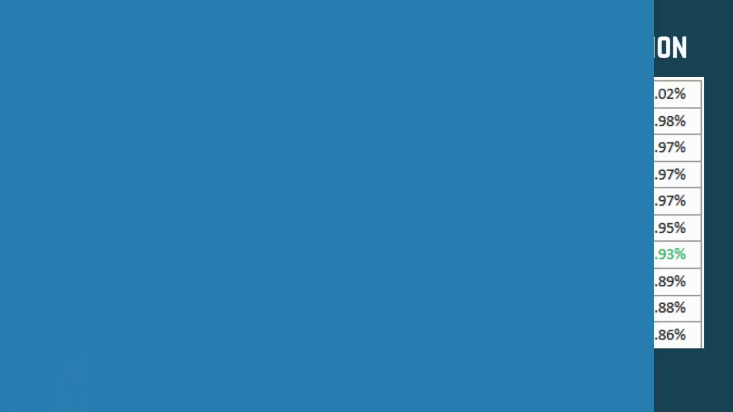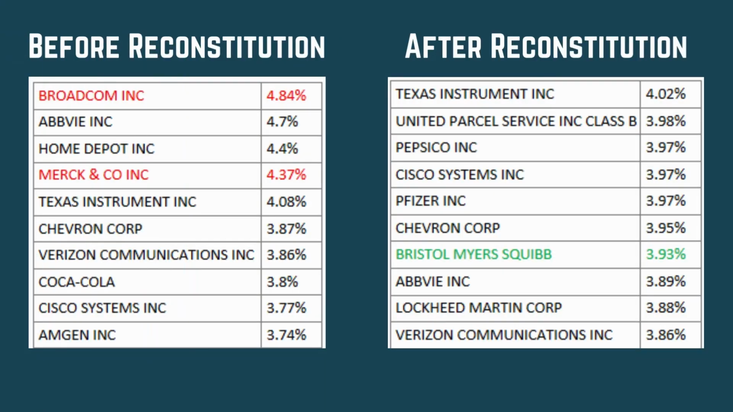With the reconstitution, we now have a new top 10, one of which is completely new to SCHD, and that's Bristol-Myers Squibb. You'll see that only 5 remain of last week's top 10, including Texas Instrument, Cisco, Chevron, AbbVie, and Verizon, with UPS, Pepsi, Pfizer, Bristol-Myers Squibb, and Lockheed Martin moving up into the top 10.